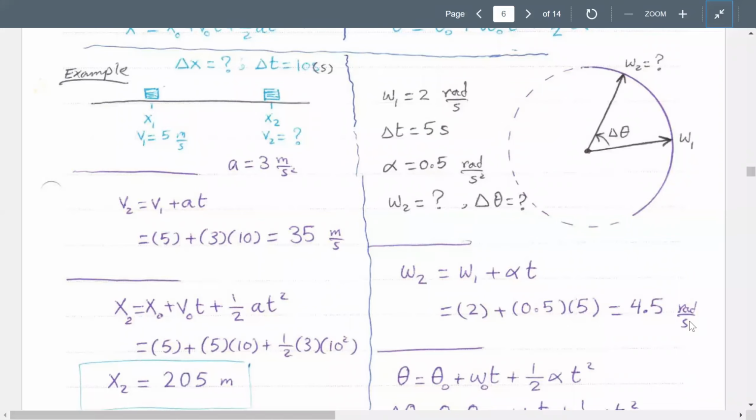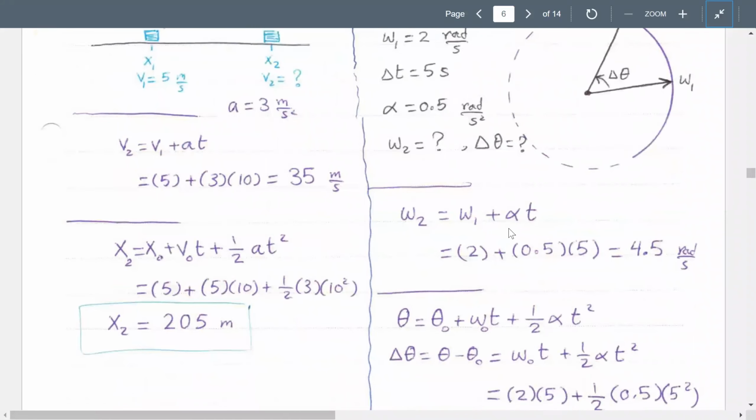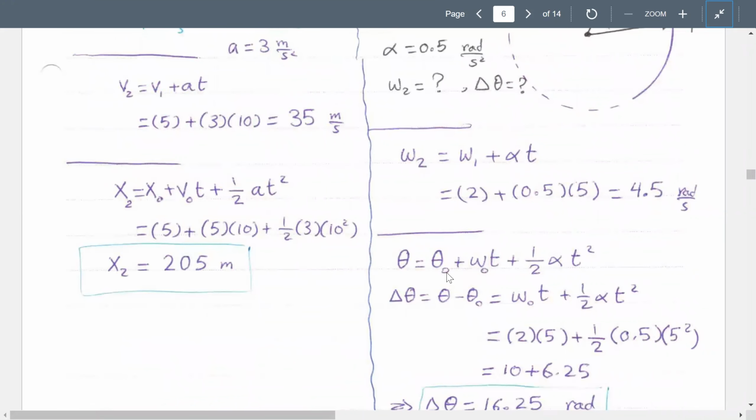What about constant acceleration 0.5 radian per square second? The angular acceleration is in radian per square second, but the linear acceleration is in meter per square second. Okay, what about the change in position?